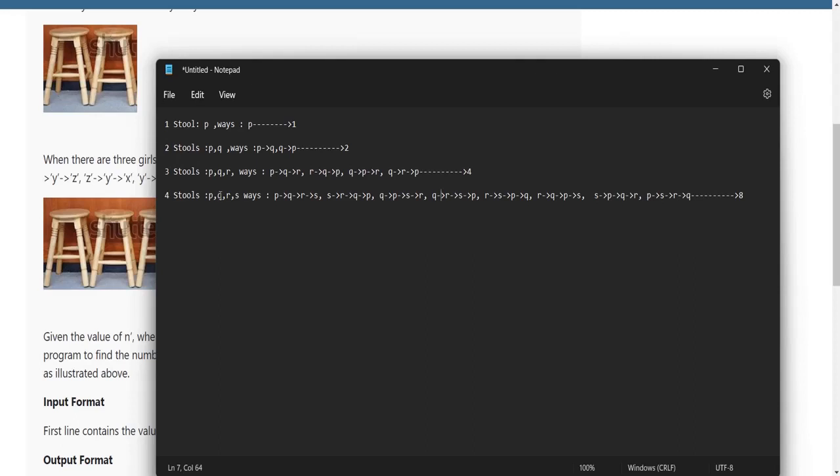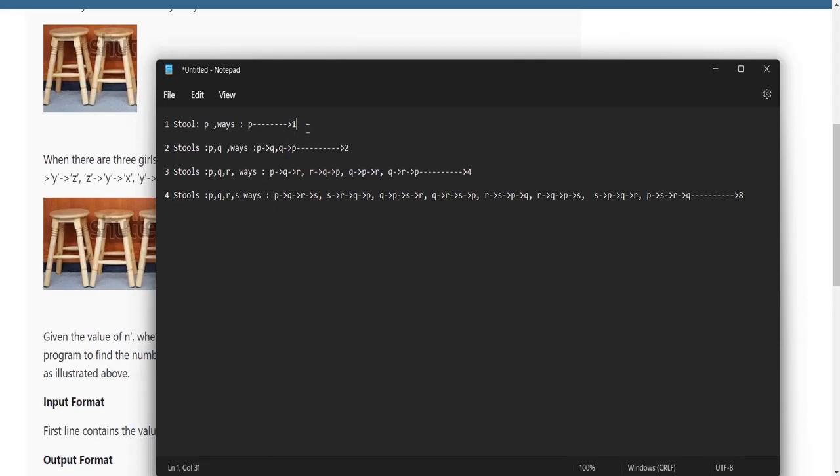Similarly, we can also put the first milk pot on Q, then on R, then on S, and then on P. The fifth way is to first put the milk pot on R, then on S, and after S, we will put the milk pot on P, and after P, on Q. Similarly, in the same pattern, we can get 8 ways to arrange these milk pots on these 4 stools.